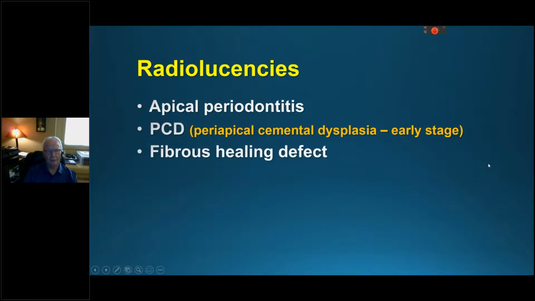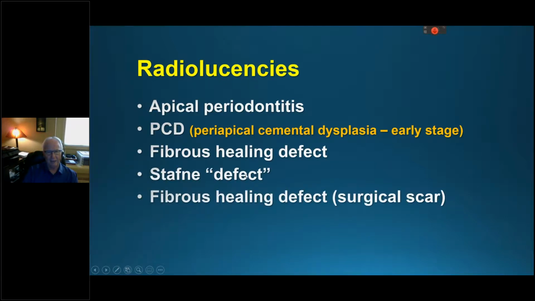So we're going to deal with the radiolucent one, the apical periodontitis, and add in early stage PCD, which I showed you already. A fibrous healing defect, which you may or may not remember, also called a surgical healing defect, and we see quite a few of those post endodontic treatment. However, these days, if endodontics fails, most times instead of doing an apicoectomy and retrograde restoration, people just proceed to extraction and implant, which I think is probably a better clinical choice anyway. The Stafne defect, again, we'll show you a variant of that. Fibrous healing defect or surgical scar. I put it in twice just to remind myself of surgical scar.